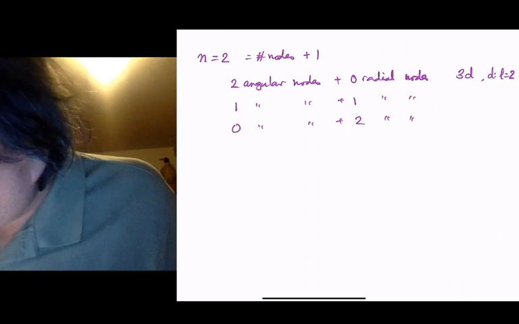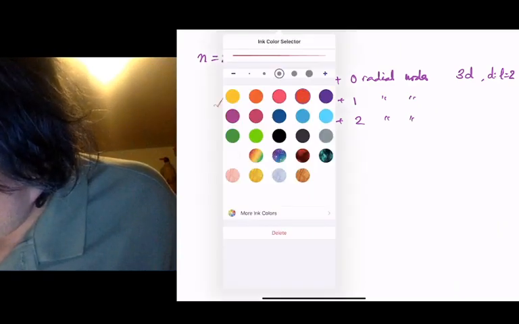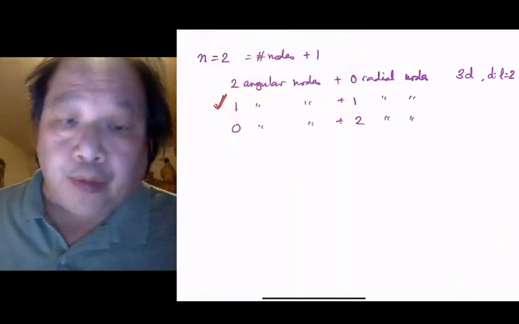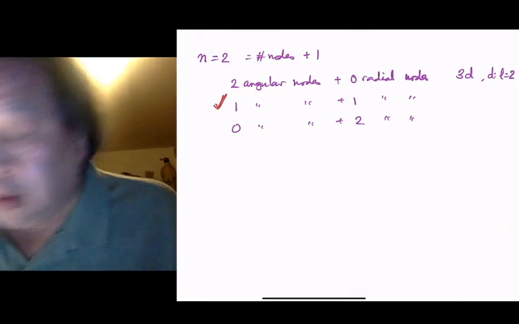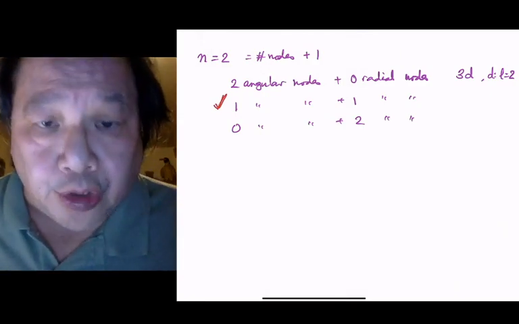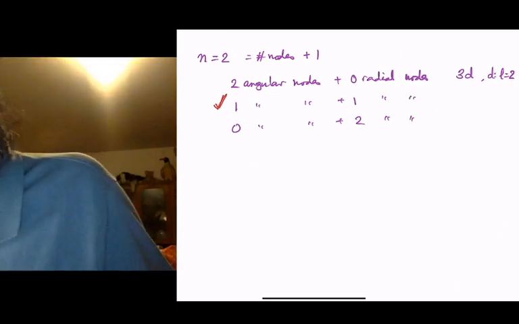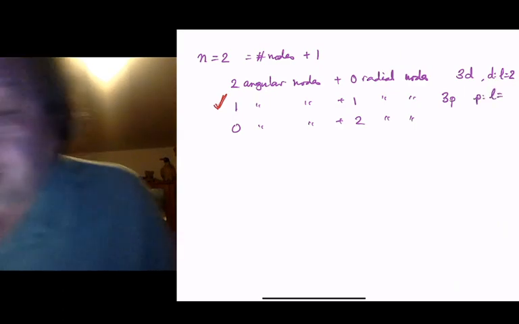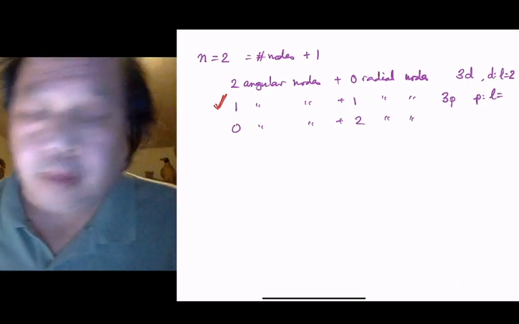1 angular node, we're doing in this case here, 1 angular node plus 1 radial node, what is that orbital called? Put it in chat. 1 angular node plus 1 radial node is called 3p. And for p, L equals what? Put into chat. What is L equal to for p? And the answer is 1.